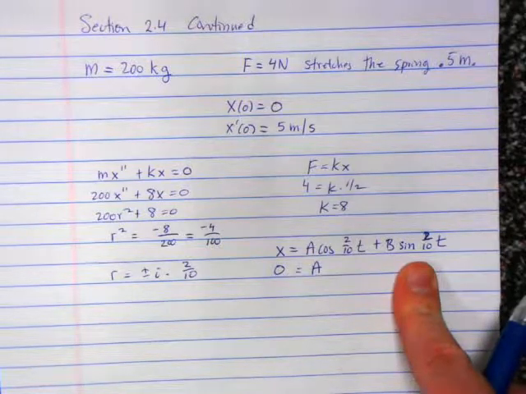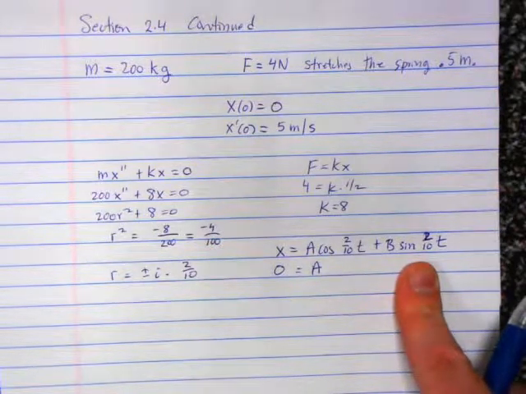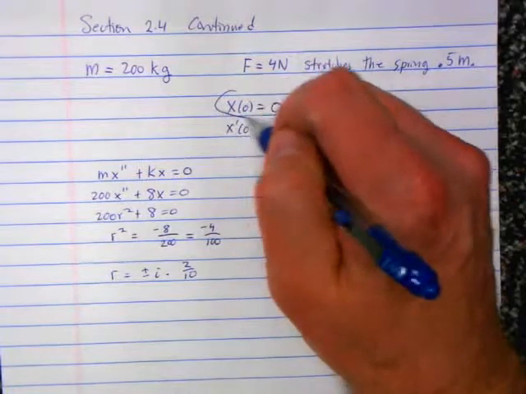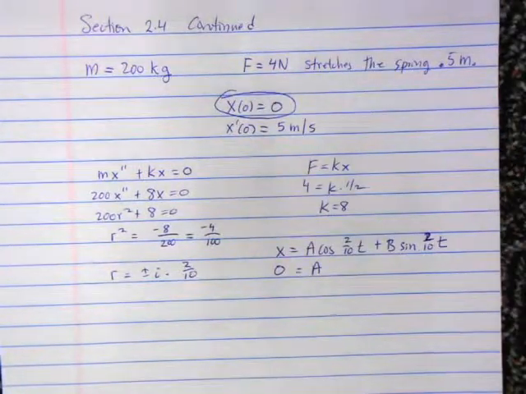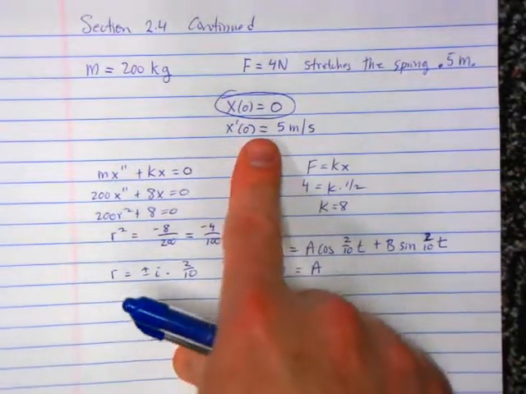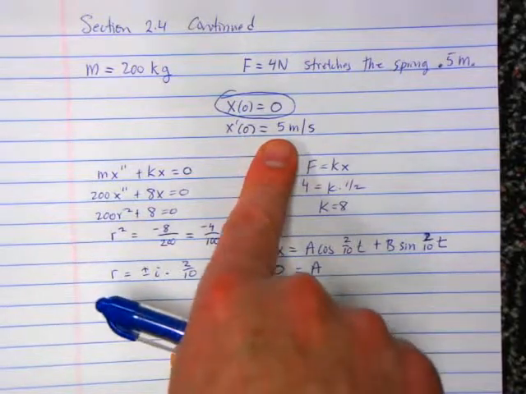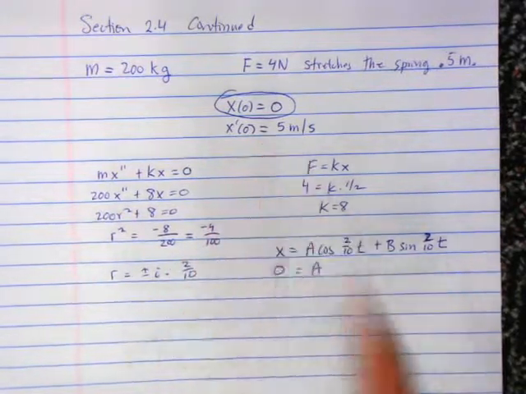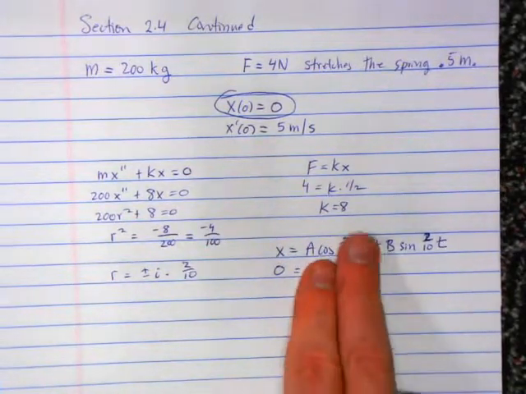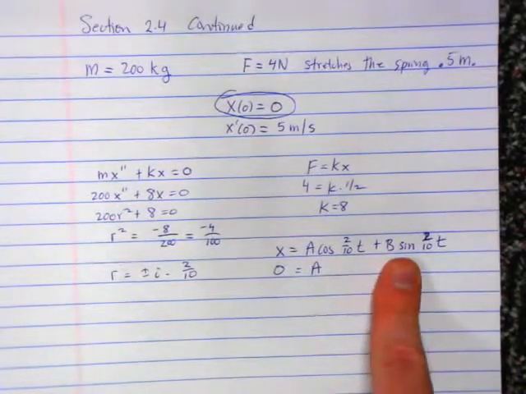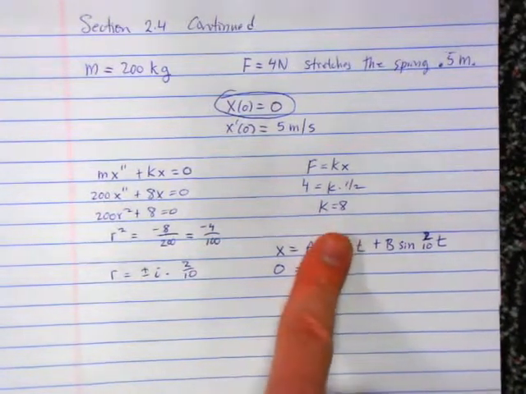So 0 comes from the initial position. It came from that initial condition, correct. So I still need to find the derivative and plug in this initial condition to find the B number. But then I'm going to be done because I'm going to have my solution written just in terms of one trig function. Because this one cancels out, this one's 0.